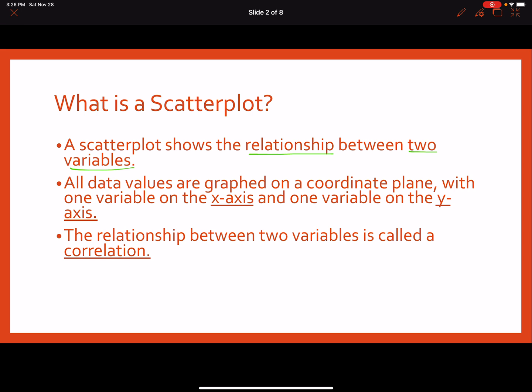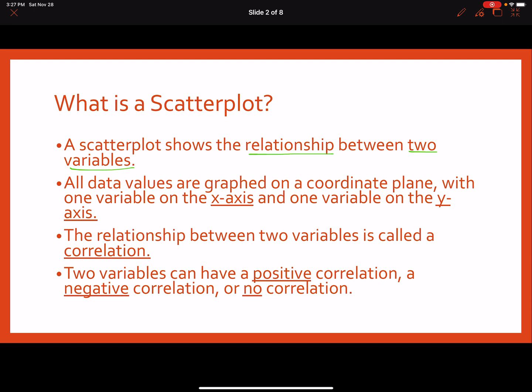The relationship between two variables is also called a correlation. So you will start hearing that word in math, and basically it means the relationship between two variables. So if we ask what type of correlation, you're going to be able to describe that. Two variables can have a positive correlation, a negative correlation, or no correlation. So if they have a positive relationship, you're going to see a connection, a negative relationship, or if there's no relationship or correlation, we're going to talk about what that looks like as well.